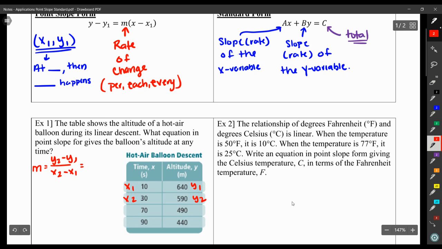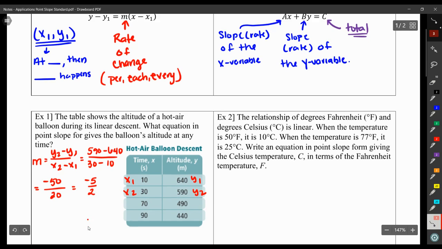So I've got 590 minus 640 over my x2 of 30 minus my x1 of 10. So my slope is going to be 590 minus 640, which is negative 50, over 30 minus 10, which makes 20. So if I simplify this down, I get negative 5 over 2. So that means, and again, meaning of slope, this is the y, this is the x. I am declining 5 meters per 2 seconds, or every 2 seconds.